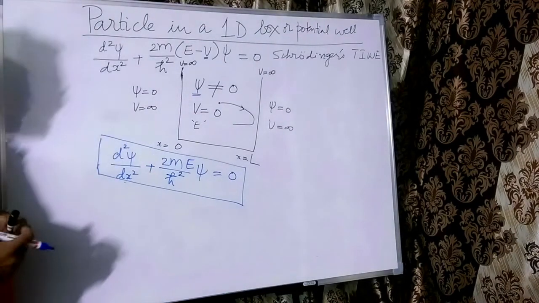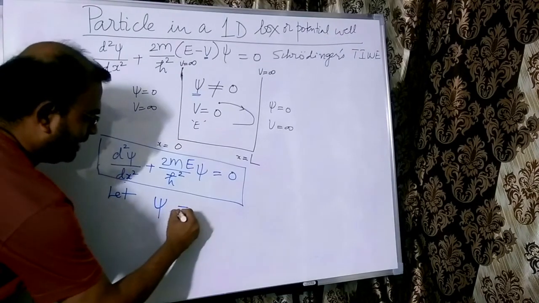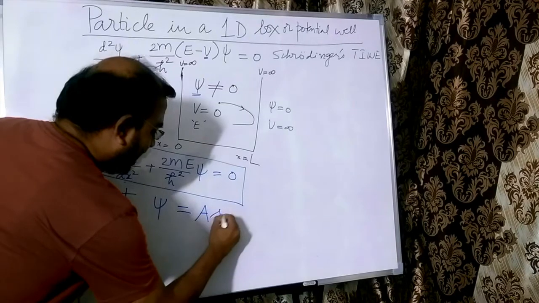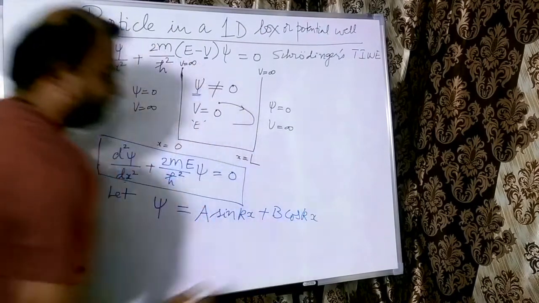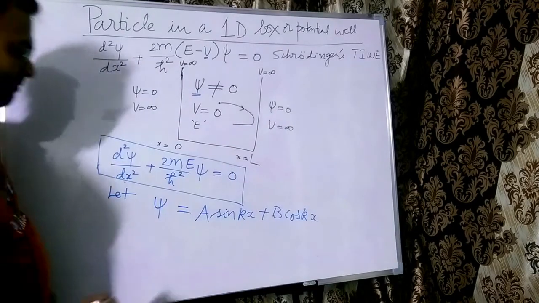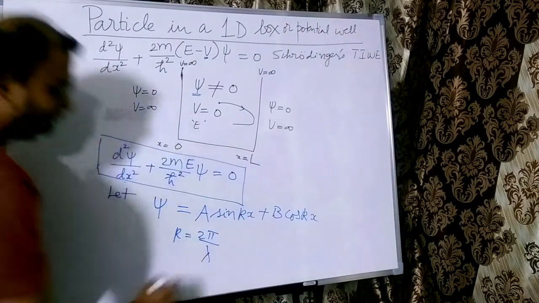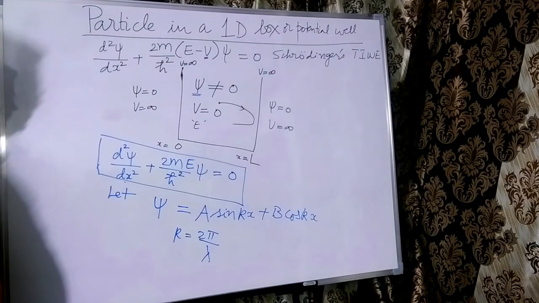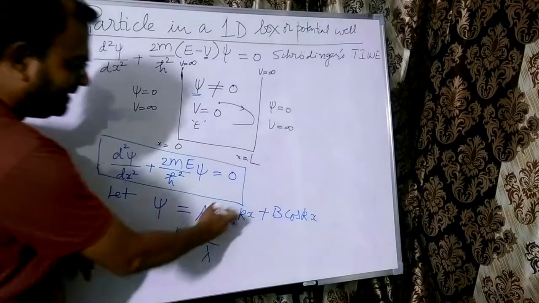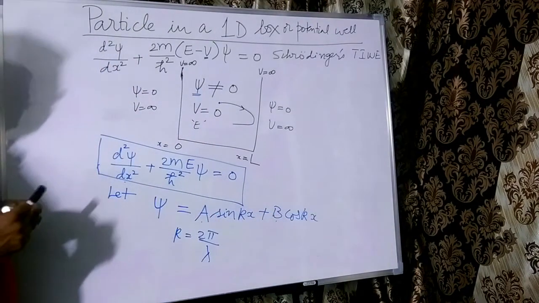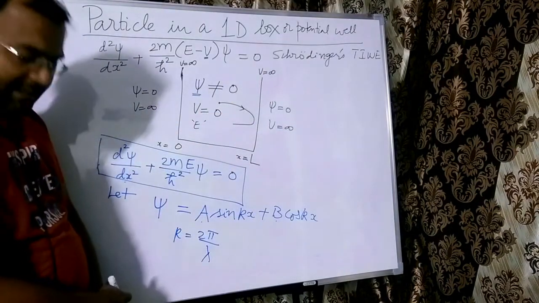We have to start solving this by assuming a trial wave function for psi. Let us say psi is equal to A sine kx plus B cos kx. We know that k is called the wave number, which is 2 pi over lambda. Now, we have to apply these two boundary conditions on the solution to get some of these constants A and B. I'm going to use the other side of the board to do the further derivation.